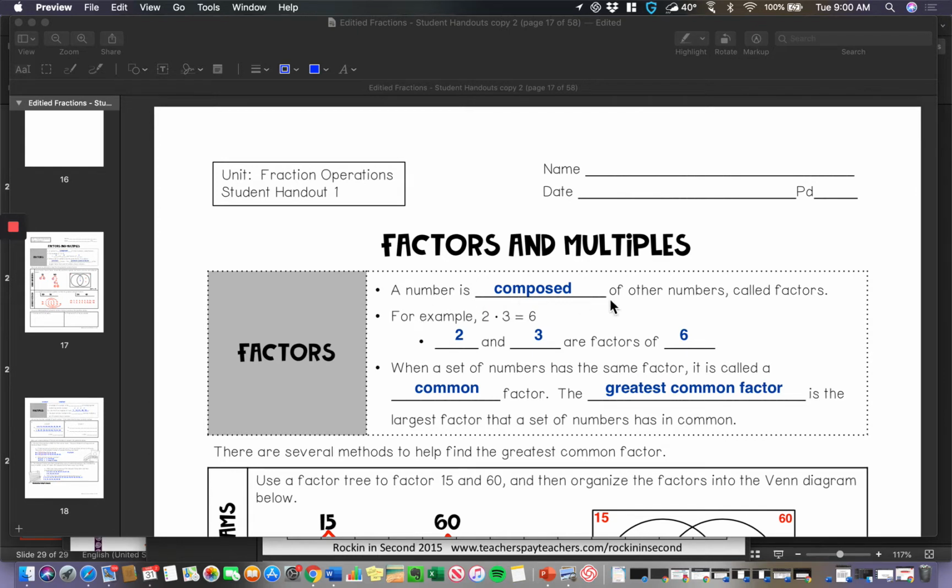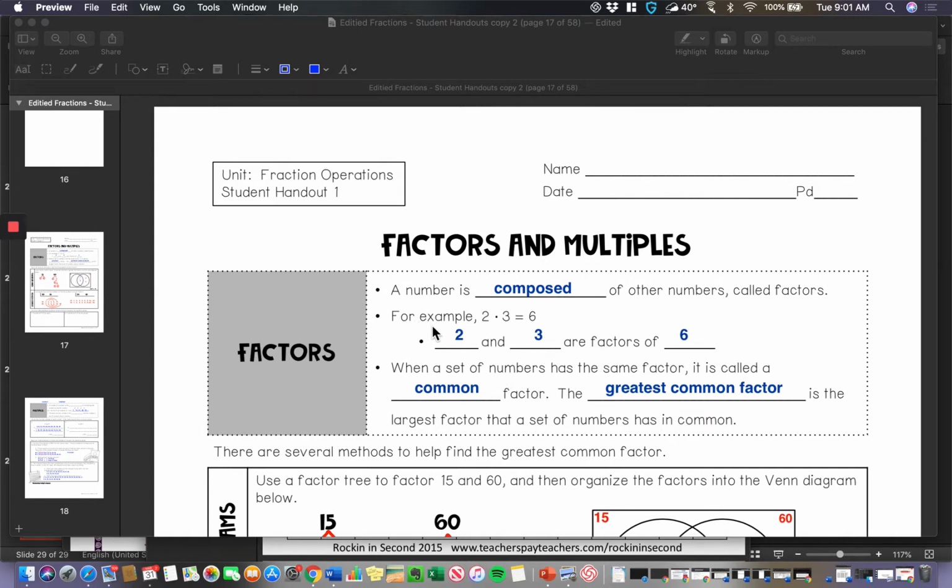A number is composed of other numbers, called factors. For example, 2 times 3 equals 6. 2 and 3 are factors of 6. When a set of numbers has the same factor, it is called a common factor. The greatest common factor is the largest factor that a set has in common.